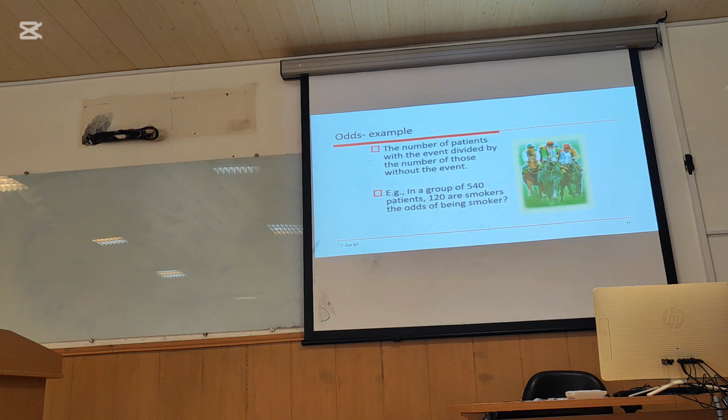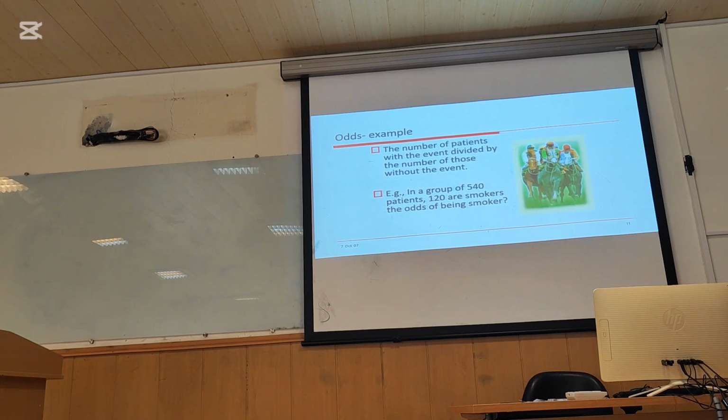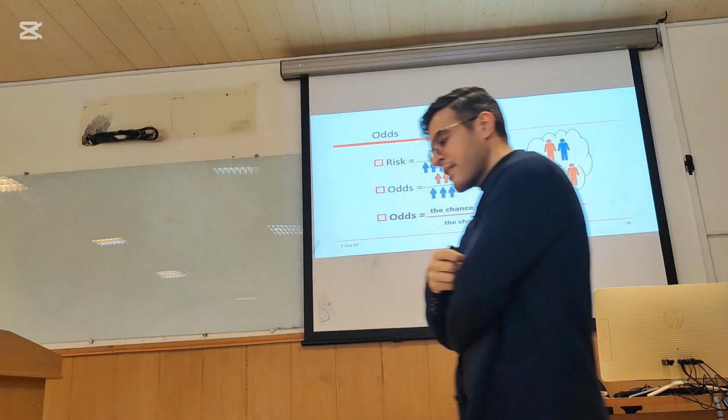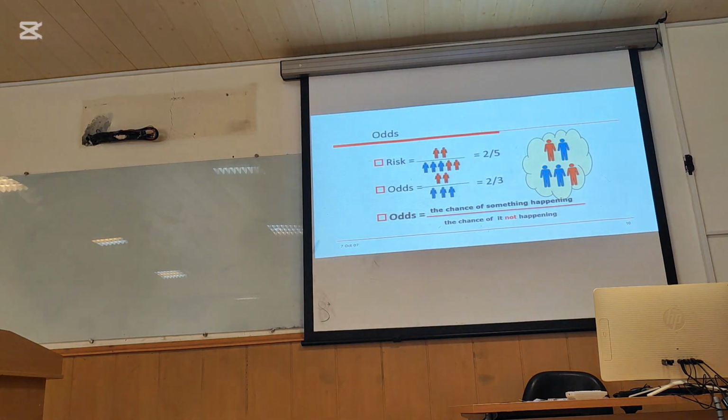And I give you some examples about odds in this slide. You can calculate them after class. Excuse me, the chance of something happening, isn't it the risk? Yes, the chance of something happening, the chance of it not happening. So the correct form is the probability of happening divided by the probability of not happening.